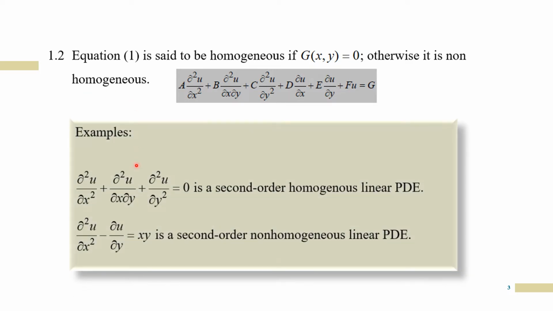Example: here is a second order linear PDE. I notice that G of x,y is equal to 0, so we consider this equation as a second order homogeneous linear PDE. In the next example, G of x,y is not 0, and therefore we describe this equation as a second order non-homogeneous linear PDE.